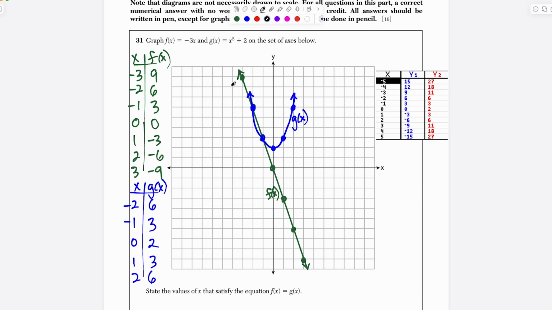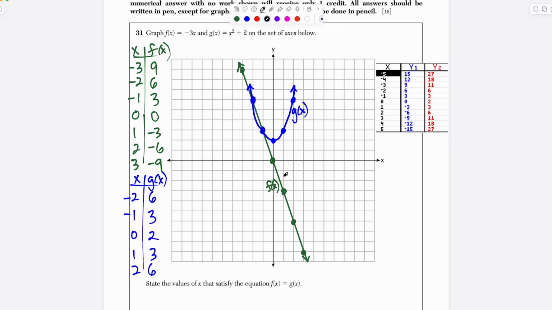Okay, so I plotted these points and I connected them appropriately. So for f of x, we have a linear function, and for g of x, we have a quadratic. So I'm connecting this with the parabola. And now for the last part here, we just have to state the values of x that satisfy the equation f of x equals g of x. Well, what we're looking for on the graph is where the graphs intersect. They intersect when x equals -1, and they intersect when x equals -2.